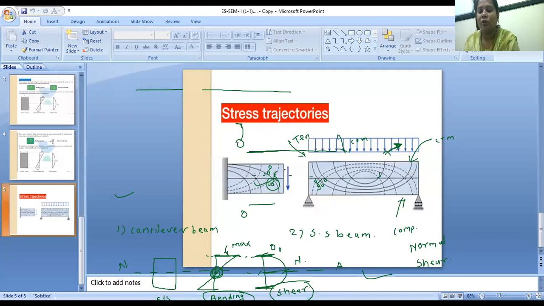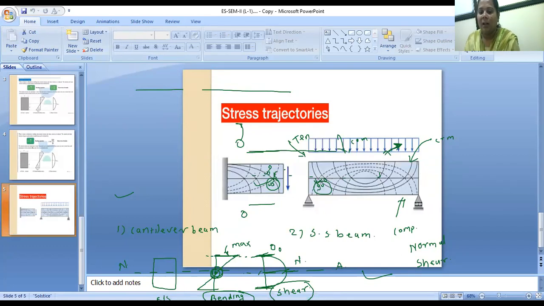Also, you observe here these solid lines and dotted lines, that is, tensile principal stresses and compressive principal stresses, intersect each other at 90 degrees. At the same time, they make a 45-degree angle with the longitudinal axis.